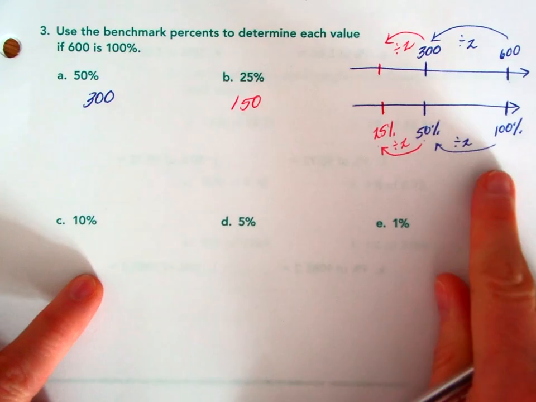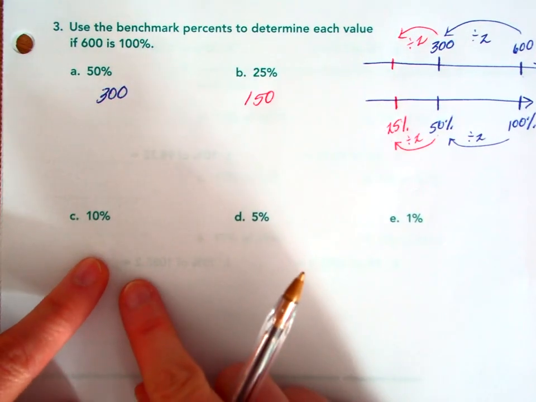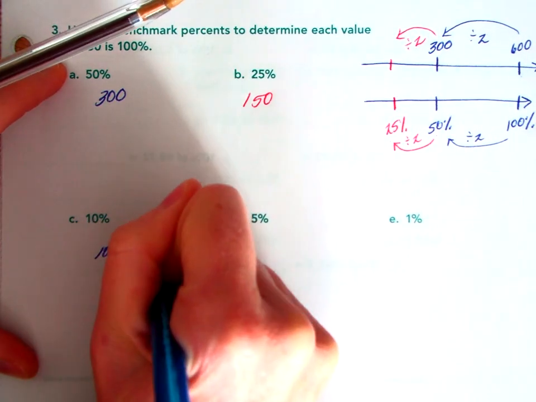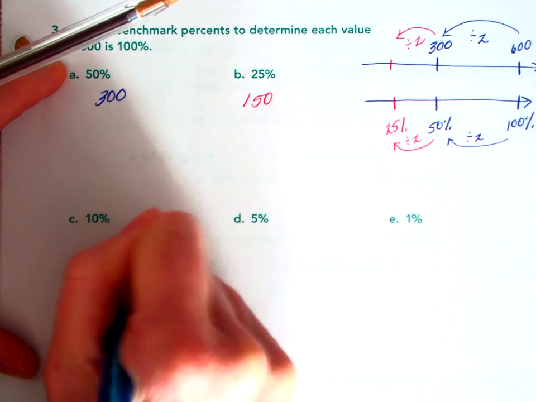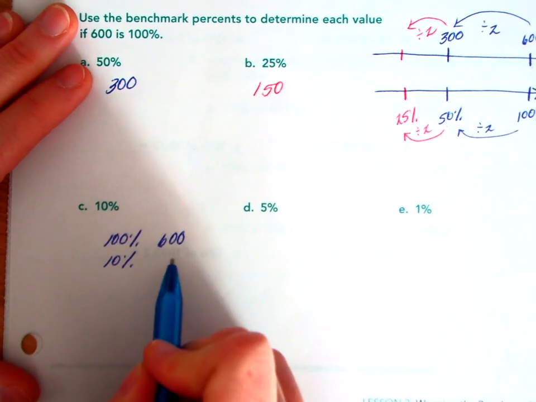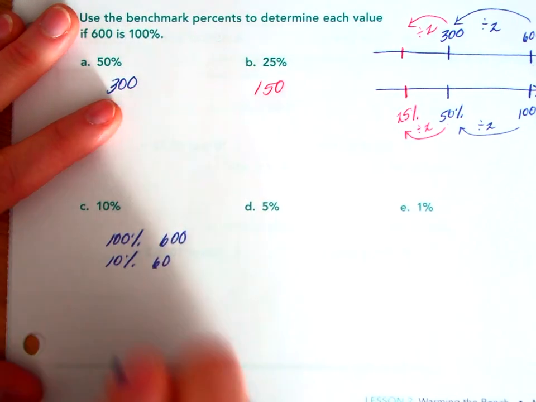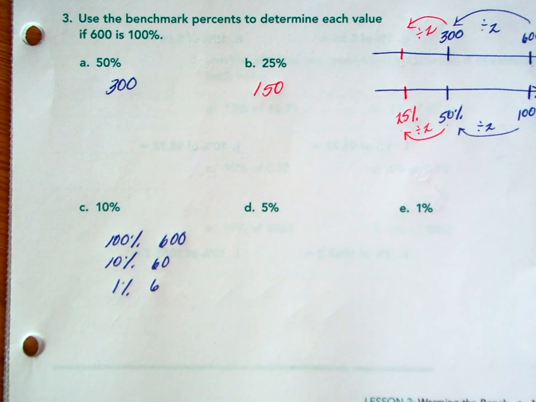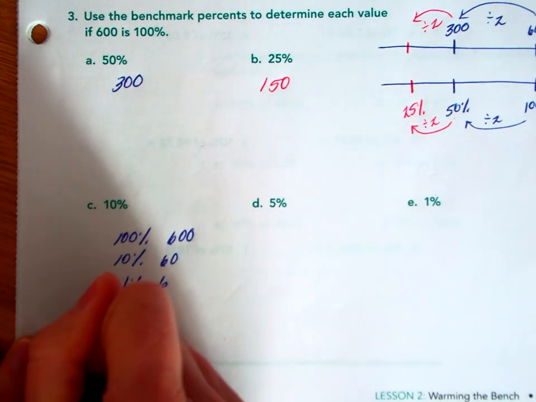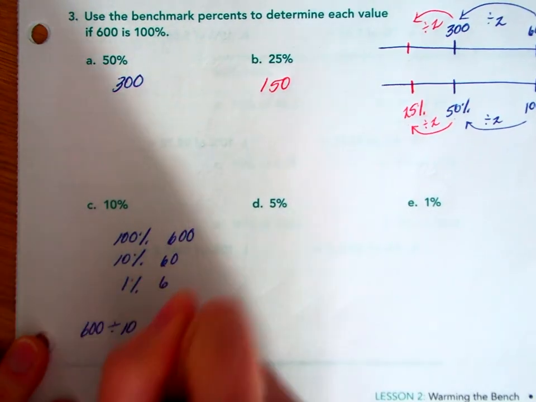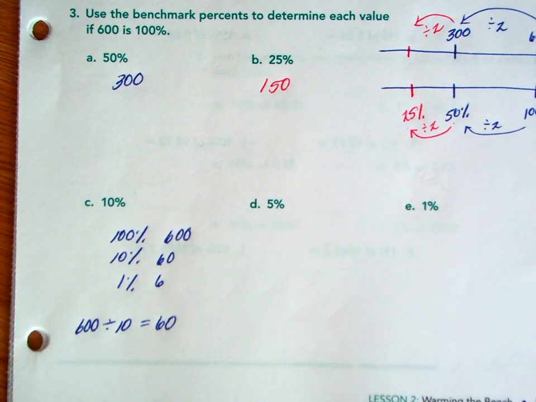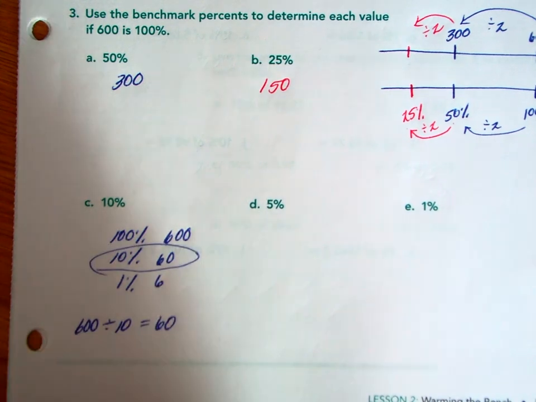10%, I actually don't use a double number line in my head. I use place value. If 100% is 600, 10% is going to be one place value less than that, and 1% is going to be one place value less than that. Or you could take 600 and divide it into 10 parts, knowing that each part is worth 60. Either way, 10% is 60.